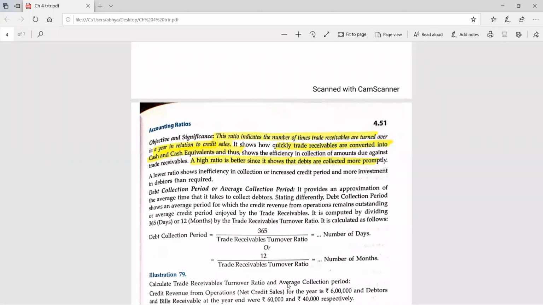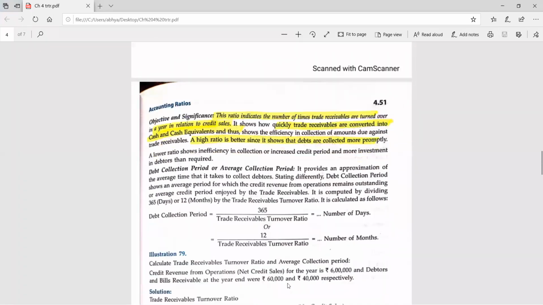Or you can learn it like this: all the activity ratios are better if they are higher, because it means the funds are properly utilized in these assets and there is no idle funds problem. Stock is readily converted into sales, so no funds are stuck in inventory, and the debtors are collected very quickly, meaning they are converted into cash, so there is very little risk of bad debts.